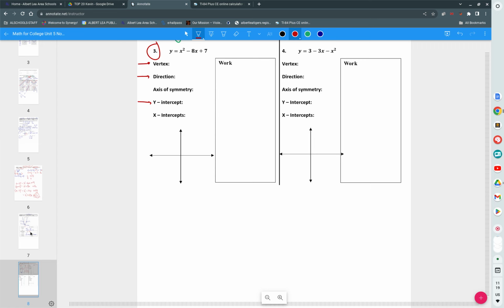Which one do you want to start with? You want to start with the vertex, the direction, or the y? Okay. What's the y-intercept? Right? And then you have to plug that in. So it'd be, the y-intercept is always. Yeah, right. Yeah, we're doing that.